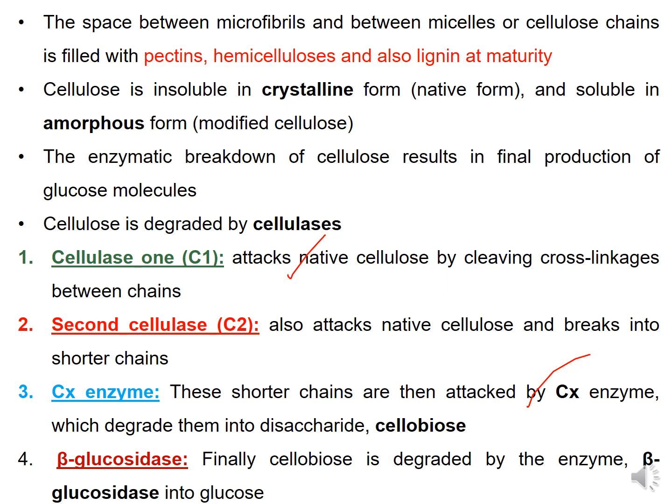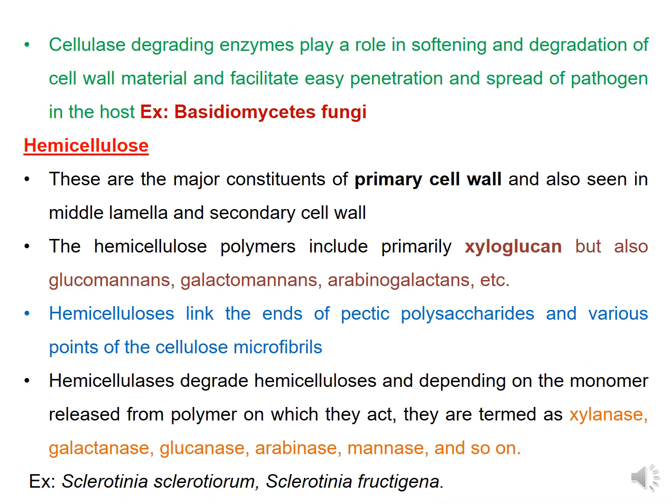After formation of cellobiose, beta glucosidase comes, and this cellobiose is degraded by the enzyme beta glucosidase into glucose molecules. Glucose is a monomer, and cellobiose is a disaccharide. So these are the four enzymes: cellulase 1, cellulase 2, CX enzyme and beta glucosidase. Cellulose degrading enzymes play a very important role in softening and degradation of cell wall material and facilitate easy penetration and spread of the pathogen.